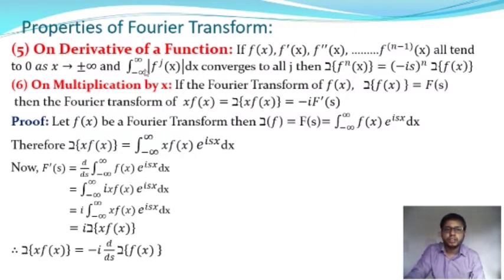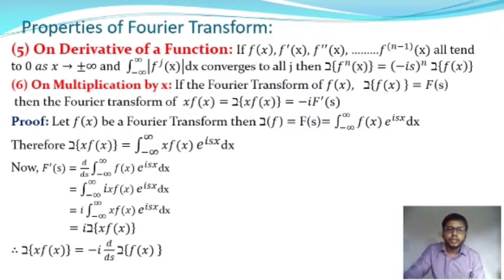So this is the property of the Fourier transformation on derivatives of the function f(x). After that, we are going to take one more property of the Fourier transformation, and it is the one on multiplication by x. So if the function f(x) has the Fourier transformation F(s), and you know the definition is the integral from minus infinity to plus infinity of f(x) e^(isx) dx.